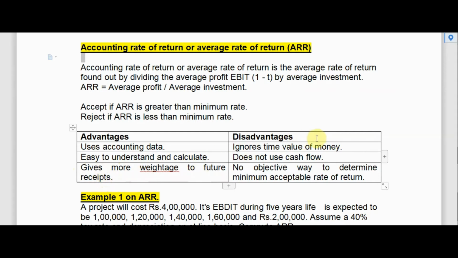What are the disadvantages? It ignores the time value of money. It does not use cash flow. There is no objective way to determine the minimum acceptable rate of return.